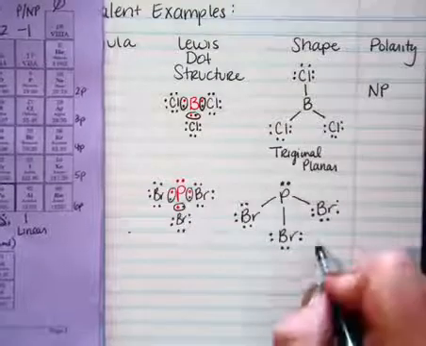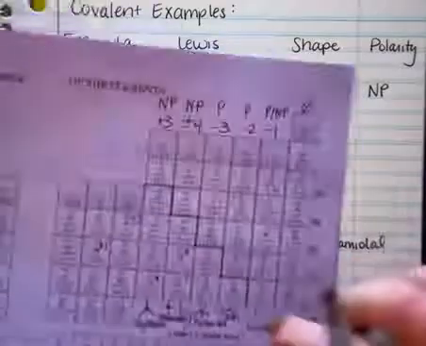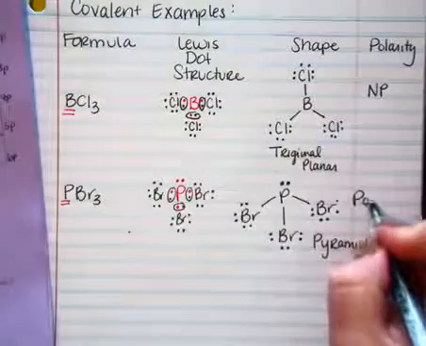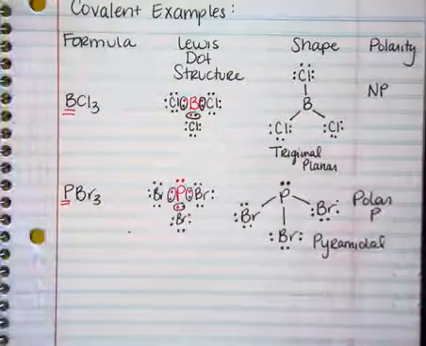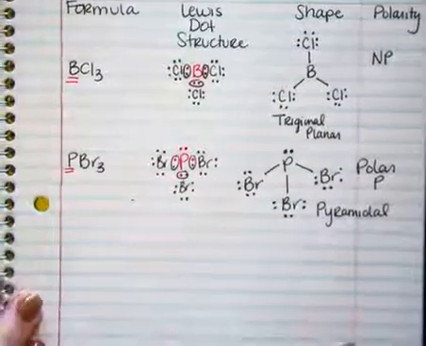Okay, my shape here is pyramidal. And for my polarity, I go up, and that one is polar. Or I can just say P. All right. Okay, let's look at our next one.